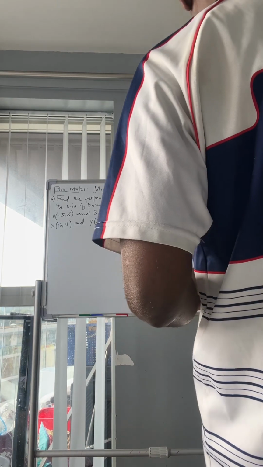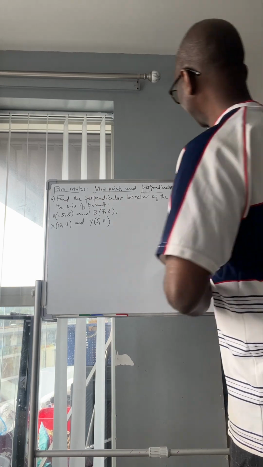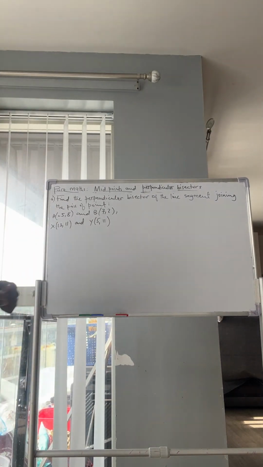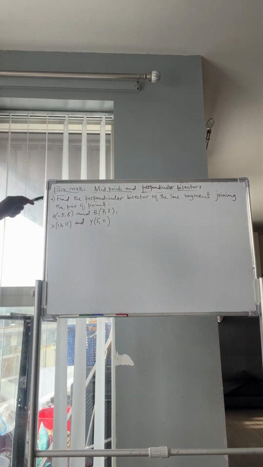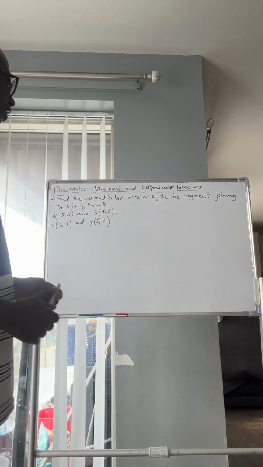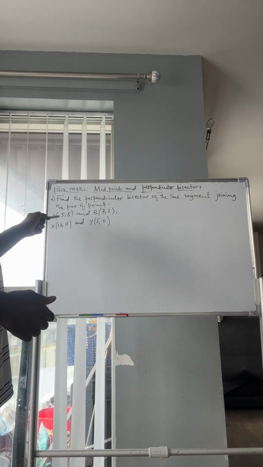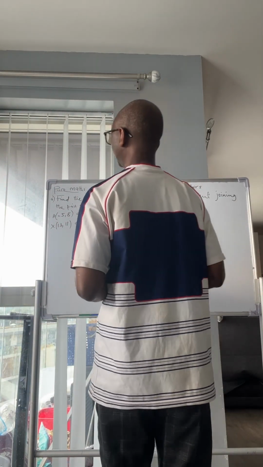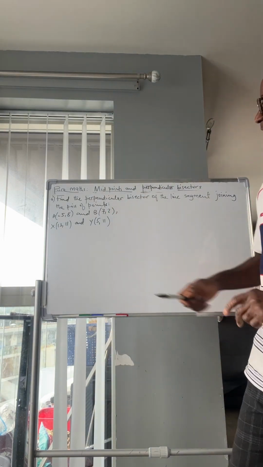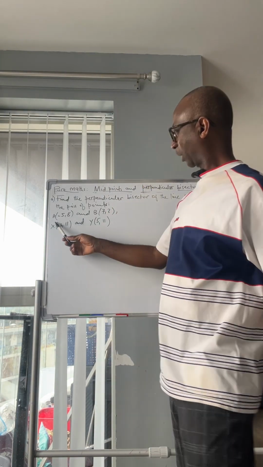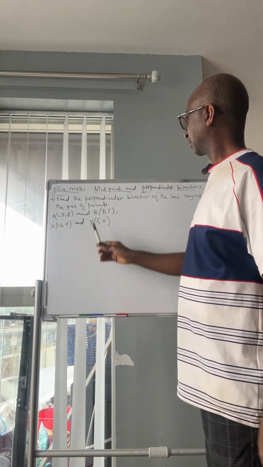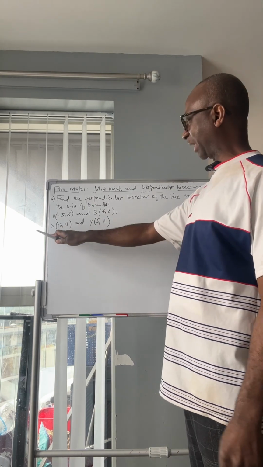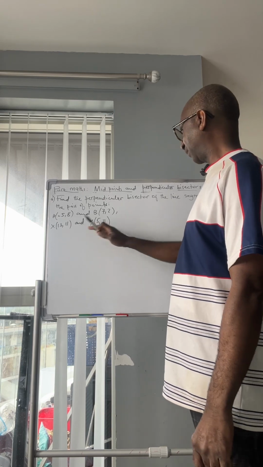We are looking at question number 4 on midpoints and perpendicular bisectors of line segments. Question number 4 says, find the perpendicular bisector of the line segments joining the pairs of points. These two questions here we have. The first one, we have A(-5,8) and B(7,2). Then we have the second one, X(13,11) and Y(5,11).